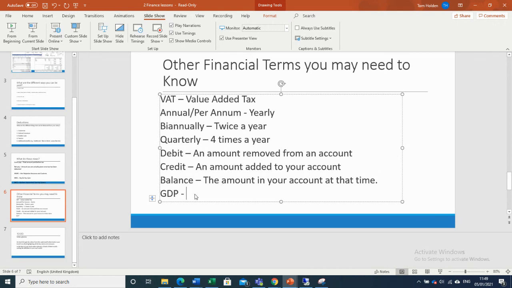Okay, and the final term, which we haven't really talked about at the moment, is GDP. It does come up later, and that means gross domestic product, and that's the amount of total wealth that a country or a system has earned. Okay, that's it for the terms for today.